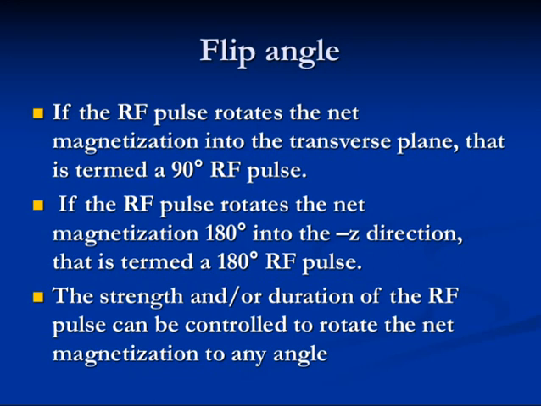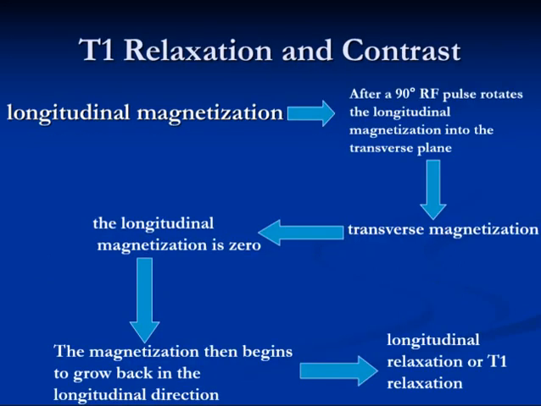So now, to summarize. Longitudinal magnetization: when the patient is in the machine, you give a 90 degree RF pulse, which rotates the magnetization into the transverse plane, the XY plane. The net magnetization, instead of being parallel to the B0, will be perpendicular to the B0. The longitudinal magnetization will be zero, as it is in the transverse plane. Then you stop the RF pulse, and it will start to come back to the main magnetic field.